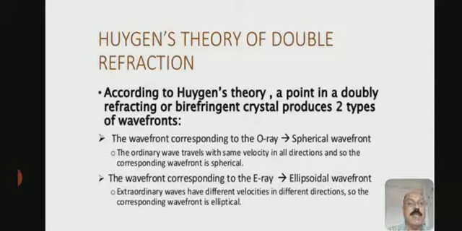Another type of wavefront produced is the wavefront corresponding to the E ray, that is the extraordinary ray. It is an ellipsoidal wavefront. The extraordinary wave has different velocities in different directions, so the corresponding wavefront is elliptical.